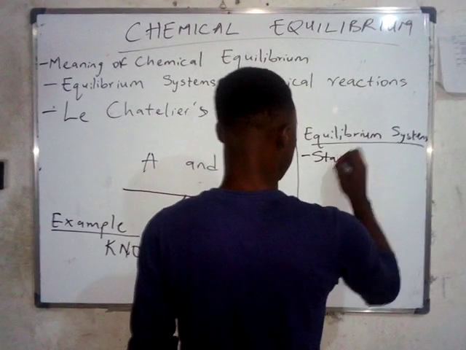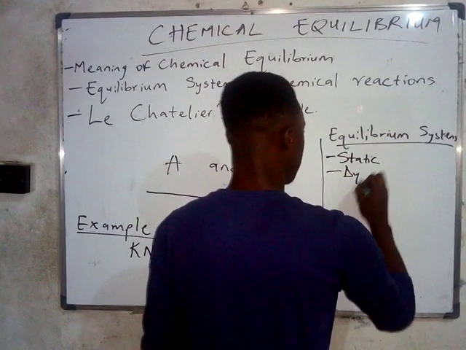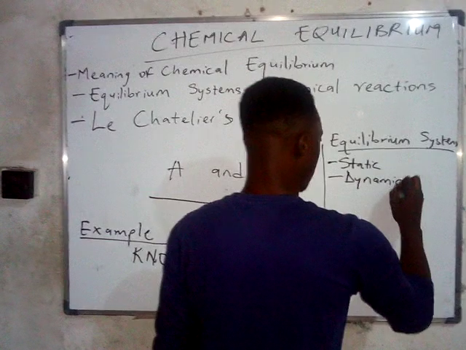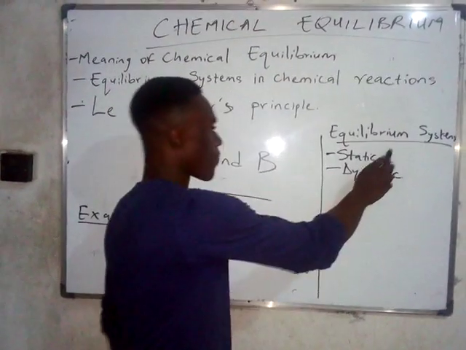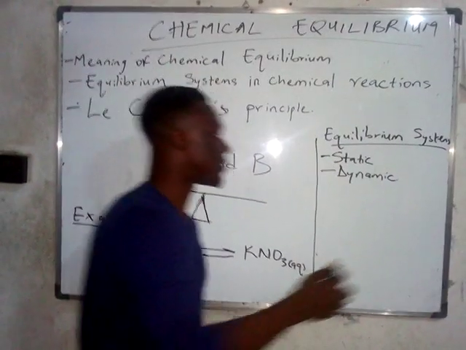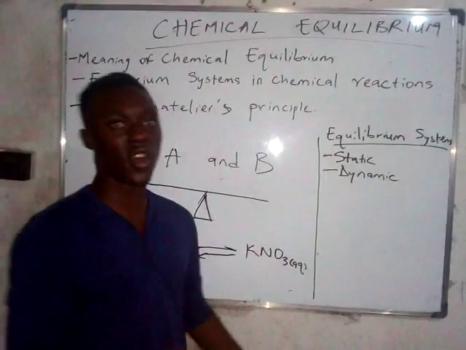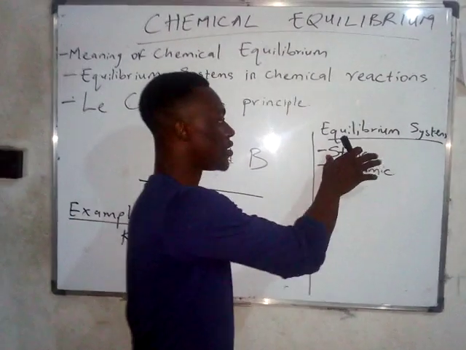We have static equilibrium systems, and then we have the dynamic equilibrium system. Now, the static equilibrium system is basically an equilibrium system where the variables or the properties of the component are not changing, they're remaining the same.